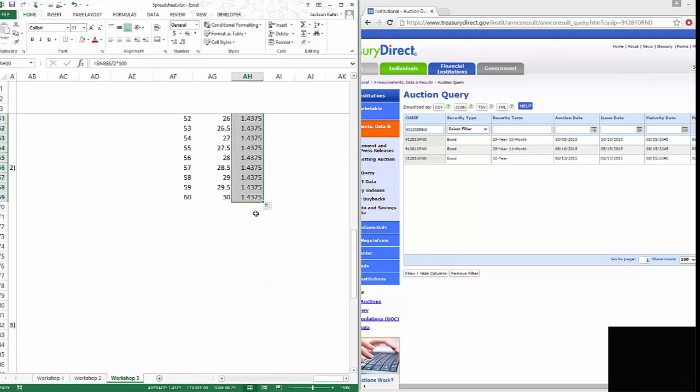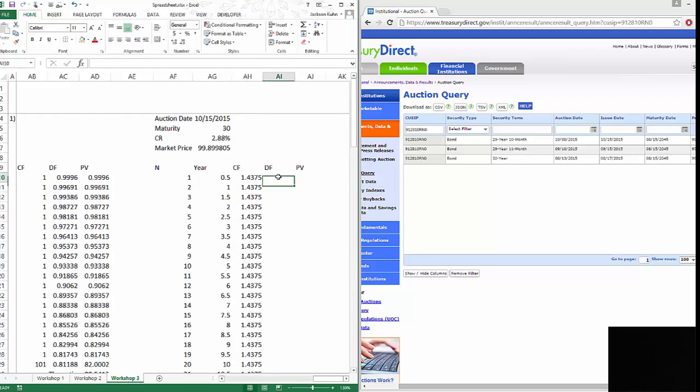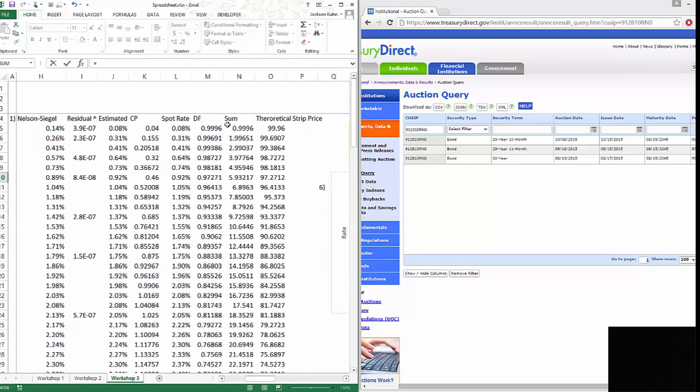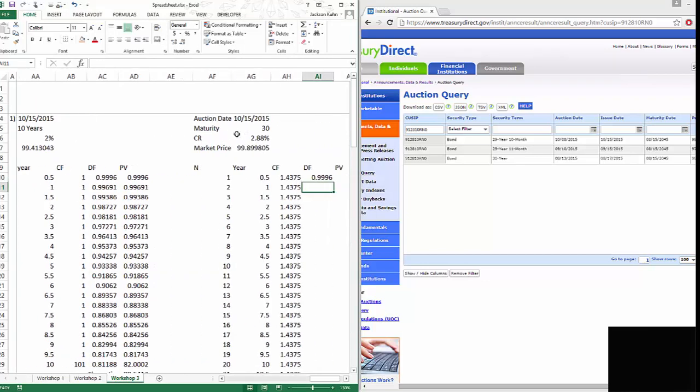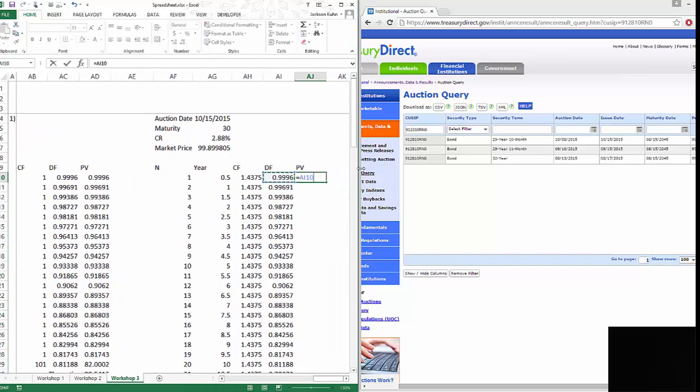And then again, in the last period, we're going to get our principal payment back. So add 100 to there. Like we did with the other bond, we're going to need to just put our discount factor that we got from question number, what was it? Question number 6. And our present value is going to be our discount factor times our cash flow.